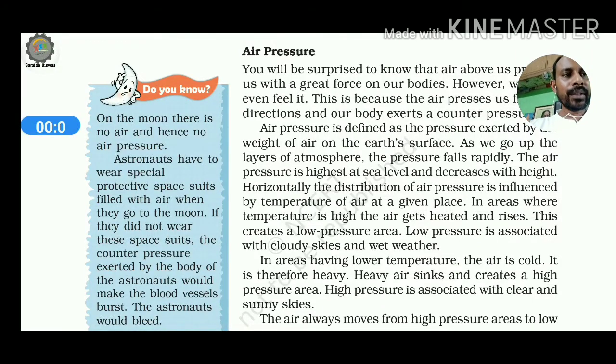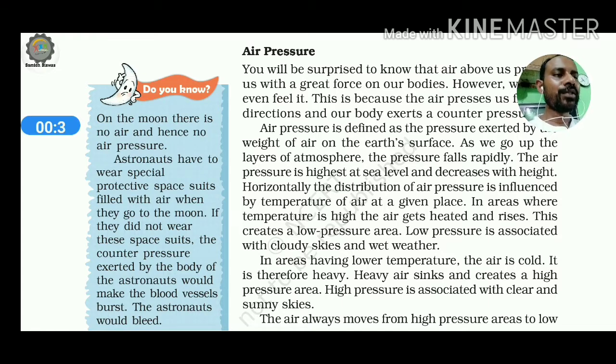Influence of the temperature on air pressure, and we have to keep in mind, it is mostly related to the horizontal air pressure. Already I have mentioned that the air pressure is felt on us in two ways. Number one, it is referred to as the vertical one, and the next one is the horizontal one.